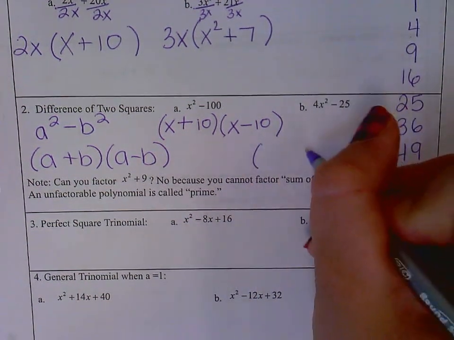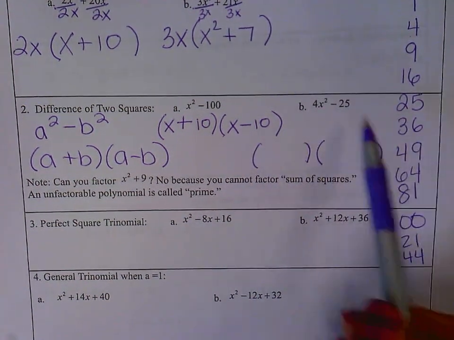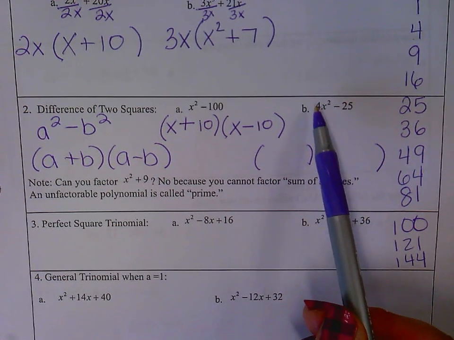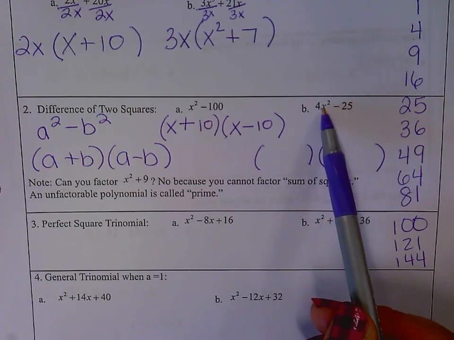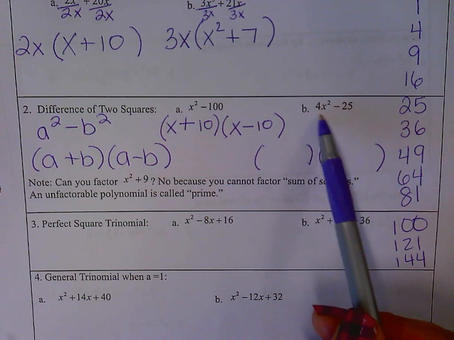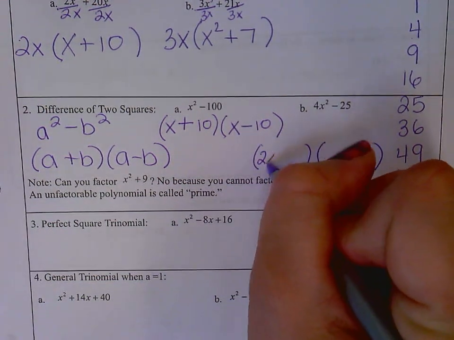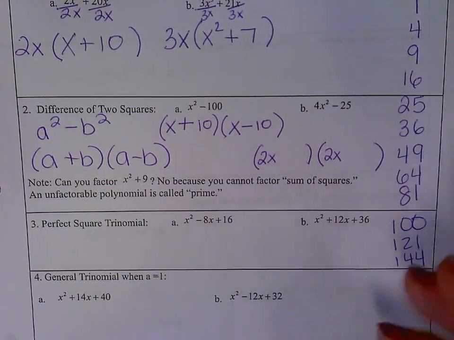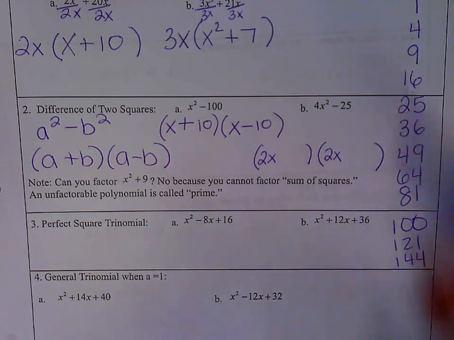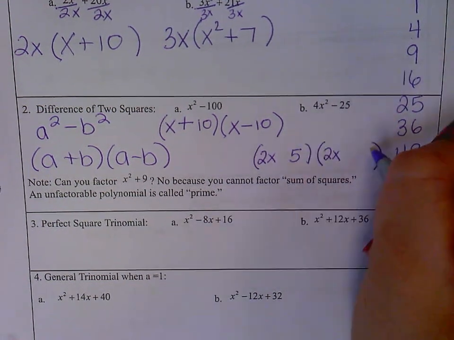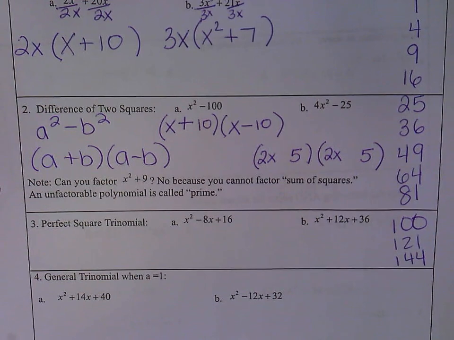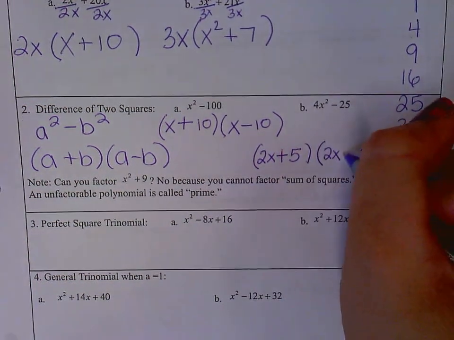I'm going to write my 2 parentheses, and I have to take the square root of the 4x squared. So that would be 2x times 2x, right? So 2x times 2x. And then the square root of 25 is just 5 times 5. And then 1 gets a plus and 1 gets a minus.